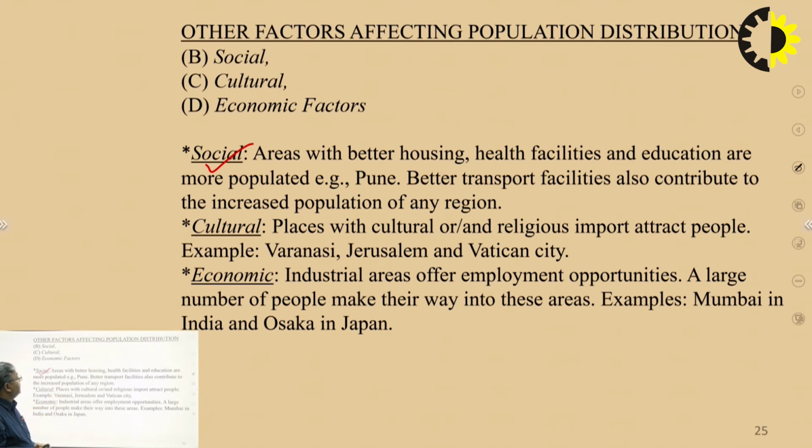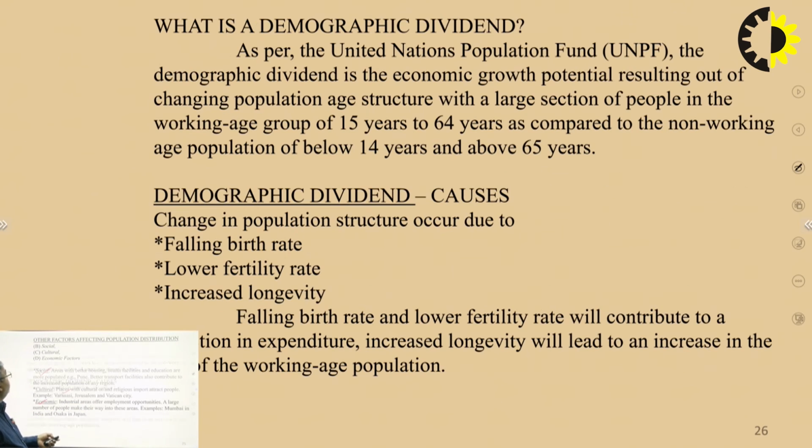As far as the cultural factor is concerned, places with cultural or religious importance attract people, for example, Varanasi, Jerusalem, and Vatican City. Economic: industrial areas offer employment opportunities. A large number of people make their way into these areas, for example, Mumbai in India and Osaka in Japan.